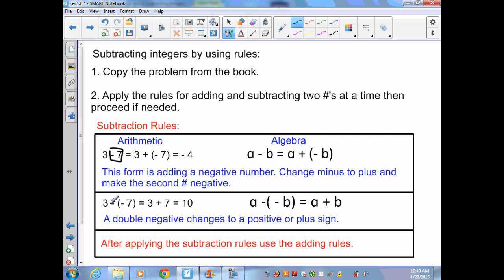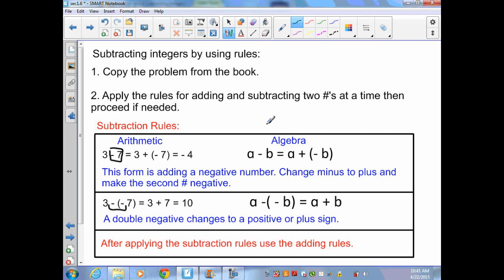Our next rule is this. If I have a double negative in my problem, in other words, I have a negative, negative, whether there's parentheses there or not, that would be known as a double negative. I want to change that double negative and make it a plus sign. And here's our algebraic expression for that. A minus a negative b equals a plus b. A double negative changes to a positive or plus sign.